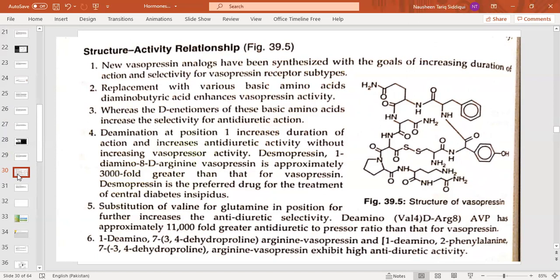When enantiomers of the basic amino acids were made and their activity was examined, the selectivity of the antidiuretic action increased. Deamination at position 1 increases duration of action. If you deaminate from position 1, this is the position, okay? If you remove the amine group from here, it increases antidiuretic activity without increasing the vasopressor activity.